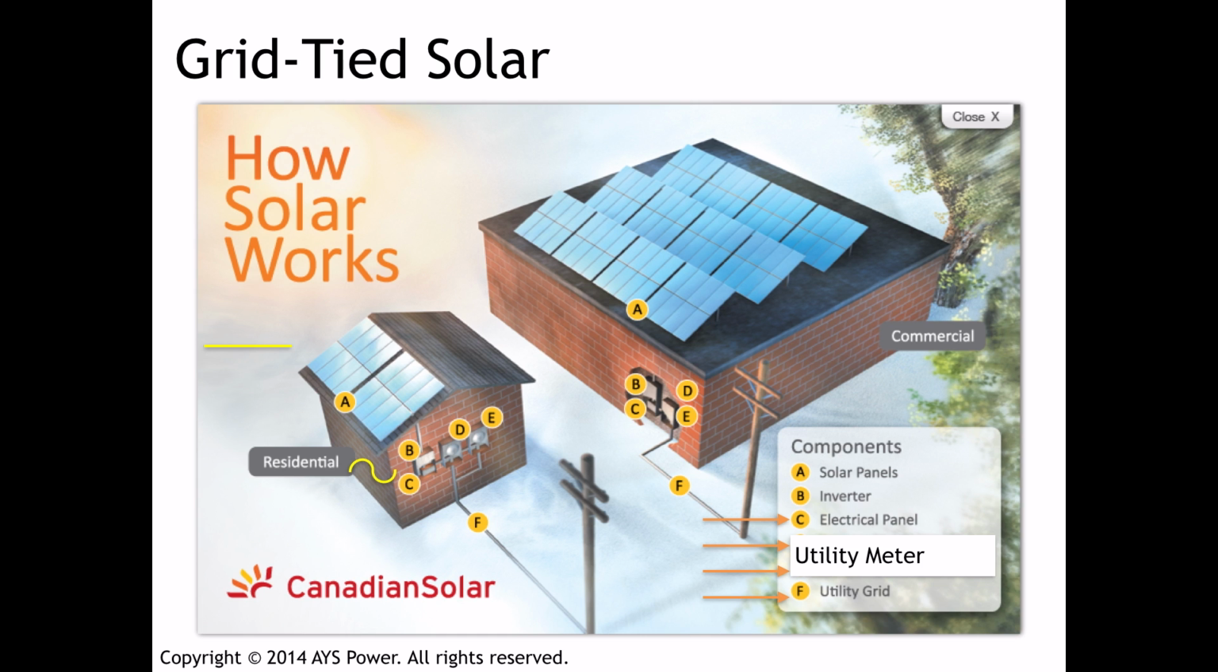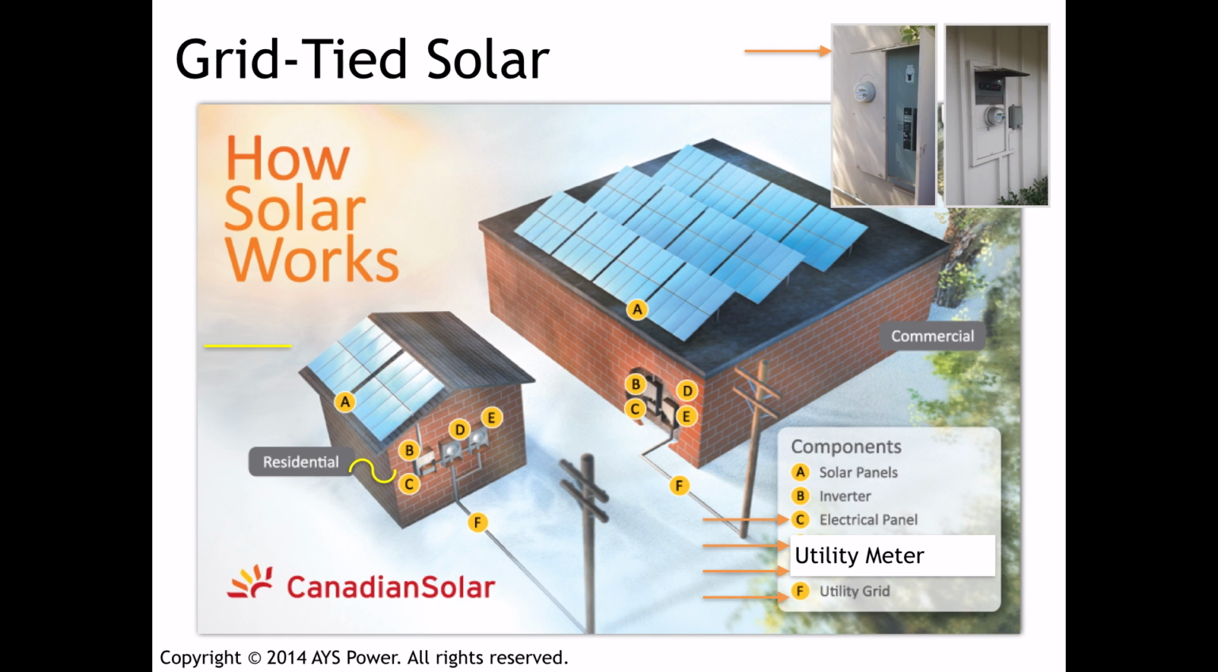Typically, the output of the system, or the inverter, connects directly into your main service panel, where your main utility meter typically is, via a breaker in that panel. A couple of examples of service panels are shown up here in the top right-hand side. Chances are the one on your home looks similar.